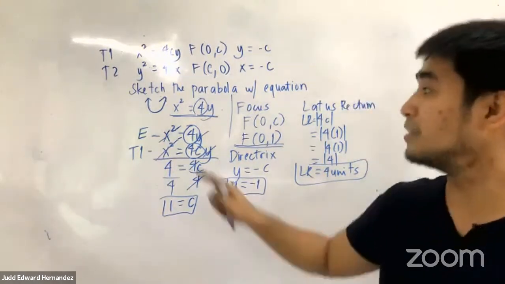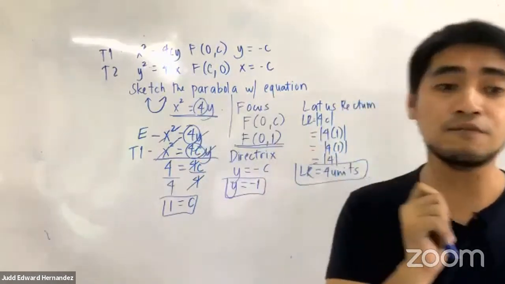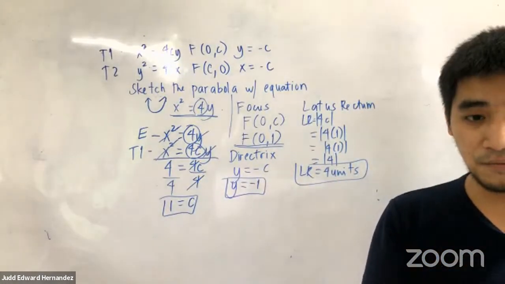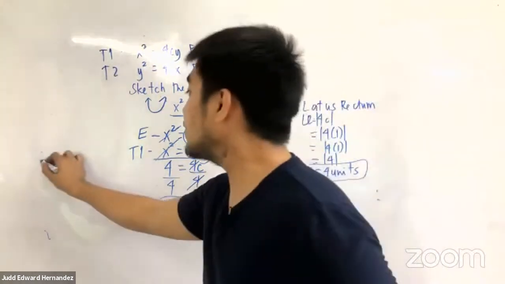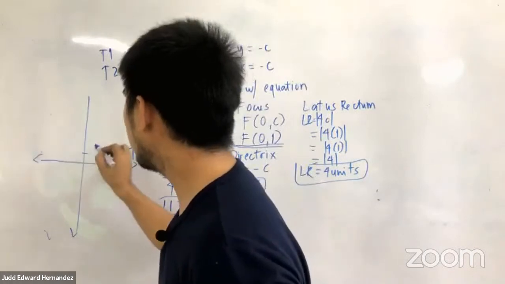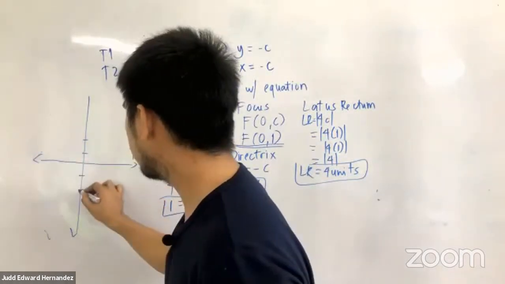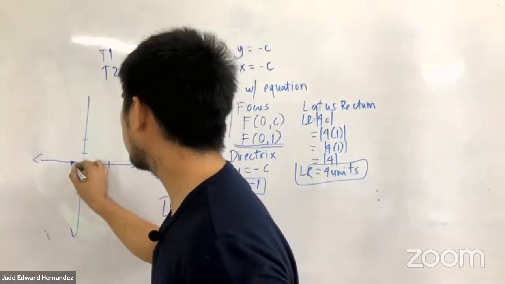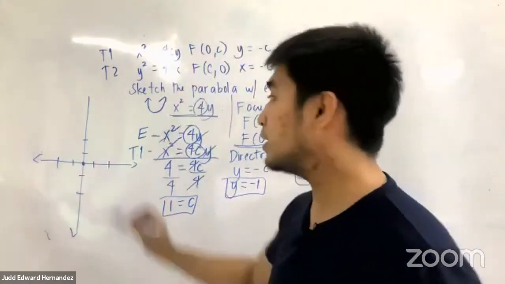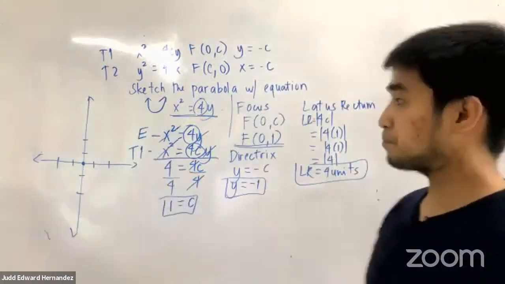Maliwanag ba? Kahit na negative yan, ang isasagot mo sa length of the latus rectum will always be positive. Okay. So, i-graph na natin siya ngayon. This is the vertex. At alam natin na yung parabola daw natin is opening upward.